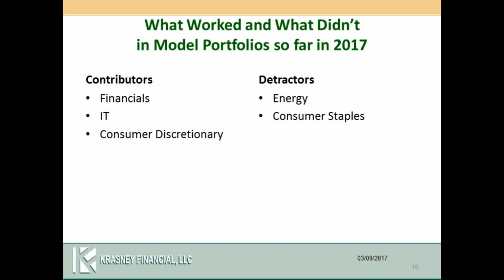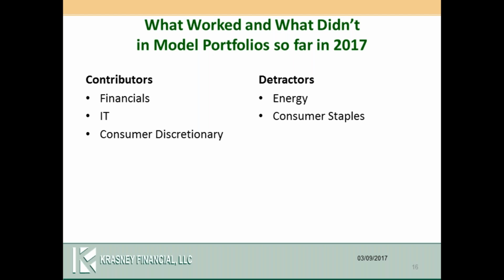So now I'm going to talk about what worked and what did not in our portfolios. We've taken positions ahead of time, and obviously financials, IT, and consumer discretionary worked in our favor. Financials reacted to potential loosening of regulations. IT marched on with phenomenal profit margins, and we just capitalized on that. And the consumer discretionary sector benefited from the stock selection we had in the sector, and the fact that the job market is pretty tight, so people have more money to spend on discretionary items.